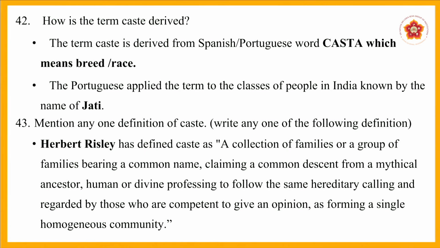Mention any one definition of caste. There were various definitions given by eminent sociologists, and here they have taken this particular definition by Herbert Risley. Remember the book that he wrote, The People of India. Here he defined caste as a collection of families or a group of families bearing a common name, claiming a common descent from a mythological ancestor, human or divine, professing to follow the same hereditary calling and regarded by those who are competent to give an opinion as forming a single homogeneous community. We have explained these definitions well. If you find anything problematic here, you can go back to the first part of the lesson. There we had explained these definitions also.